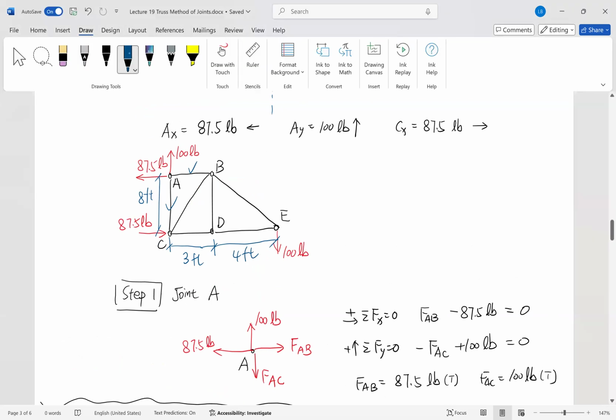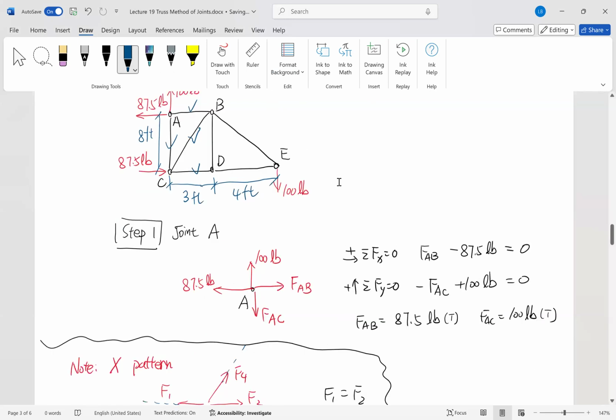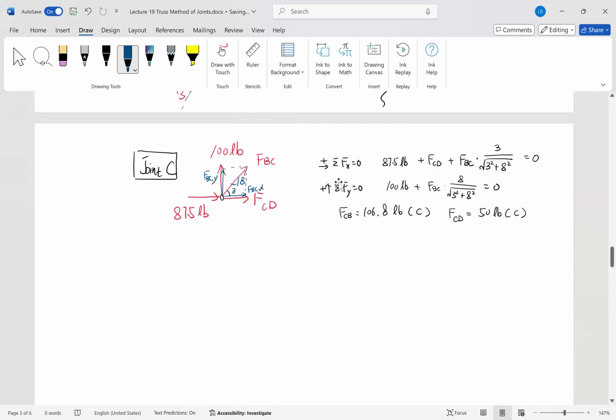Go here. Okay, suppose that now we go with joint D. Now we go with the joint D. Okay, then draw the free body diagram of D.